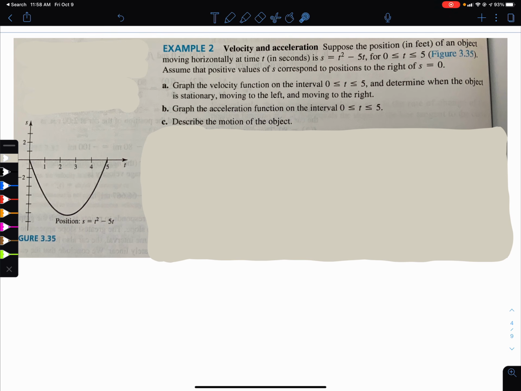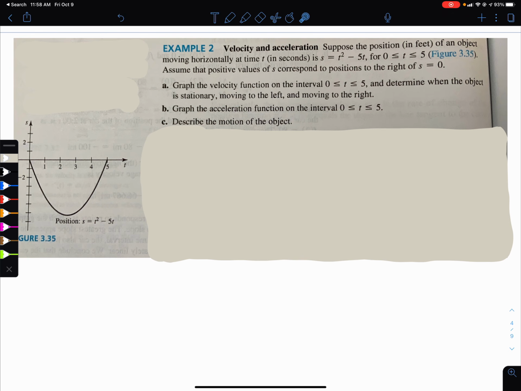Let's look at this question. What do they tell us? We have a position function. Here's our position function right there. And here is our time frame. All right, let's read the question. Graph the velocity function on the interval from 0 to 5 and determine when the object is stationary, moving to the left, moving to the right.